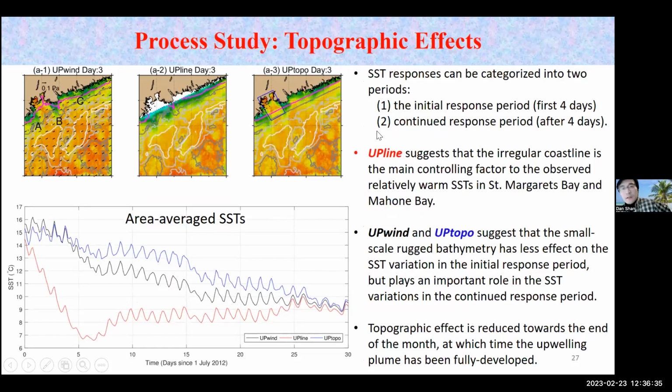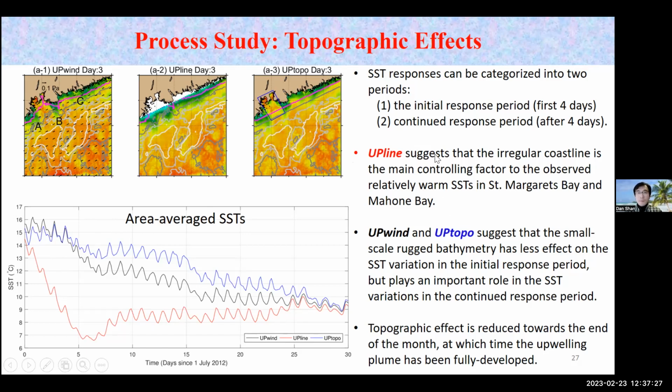So we further quantified the sea surface temperature response in these two inlets by calculating the area average SST in St. Margaret's Bay and Mahone Bay. This is shown by the three colored lines, which show the three cases. The horizontal axis is time from day 0 to day 30. Again, we can separate the SST response into two categories: one is the initial response, the other is the continued response after 4 days. Immediately we see the drastic differences of the red line in comparison with the blue and black lines.